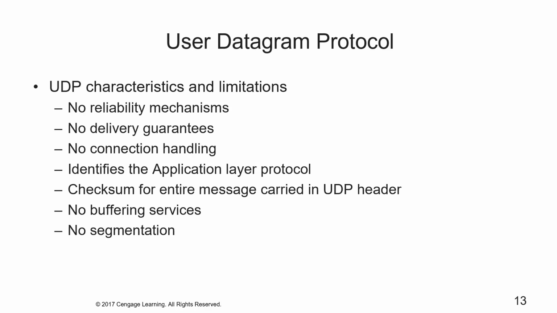So we talk about UDP, the characteristics and the limitations here. No reliability, no delivery guarantee, no connection handling. It identifies the application layer protocol, with a checksum for the messages carried in the header. No buffer services, no segmentation, but what are you getting for it? Well, TCP is 40% slower, so you're getting speed. For all of this, you're getting speed. And if you can reliably do all this, or take the pieces you need and do it in the application layer, you're going to get that speed by choosing and using UDP.